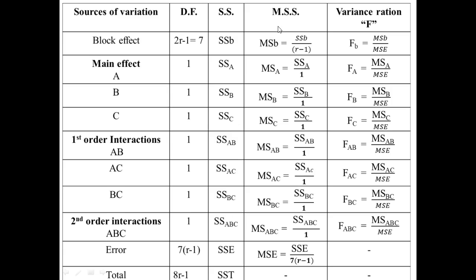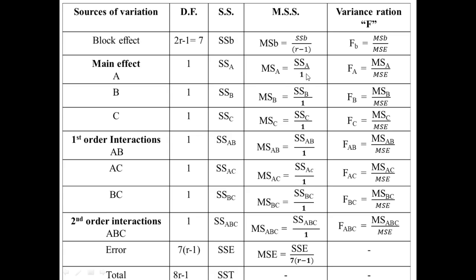With the help of these sums of squares we find out mean sum of squares. For block effect it is MSB, and it is SSB upon 2r minus 1. So here it was wrong, it is 2r minus 1, that is 7. For main effects and interaction effects of first order and second order, mean sum of square is the same as sum of square for that particular main effect and interaction effect.